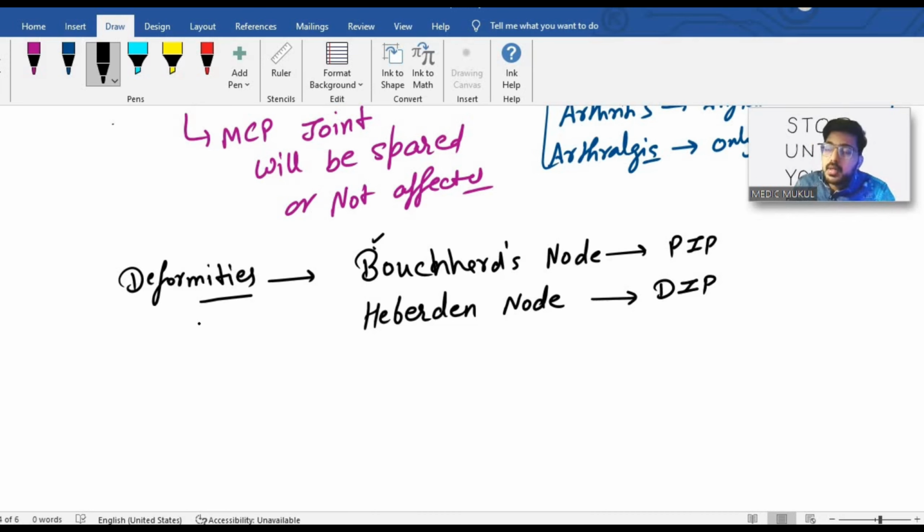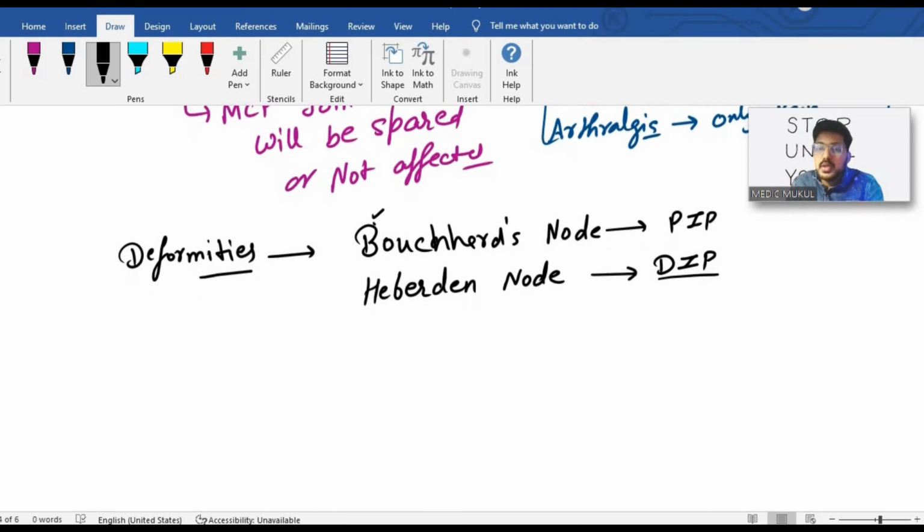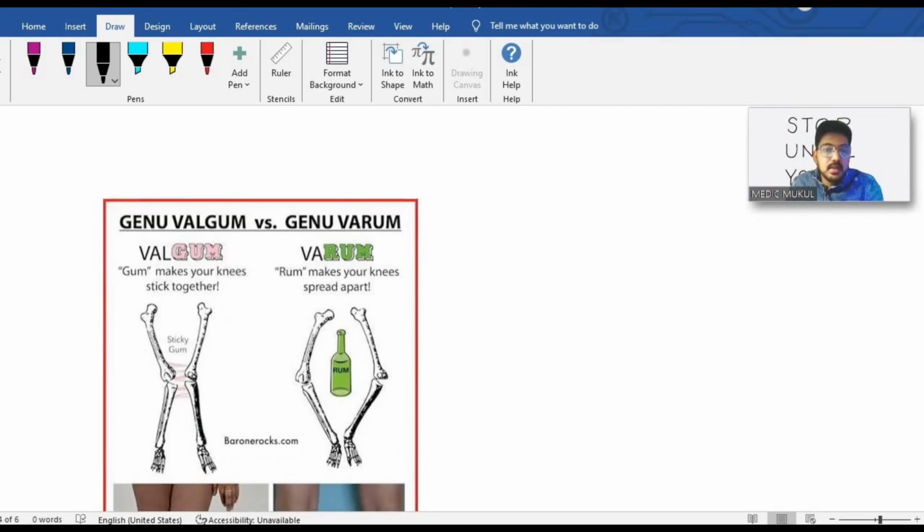So remember, in Bouchard's nodes B comes first, so we have the proximal. This is proximal and this is distal. From the joint of our body, the proximal comes first and the distal is away. That's why it is Bouchard's nodes. The DIP, remember, is Heberden's nodes. I hope you understand these things. Now let's see the images.